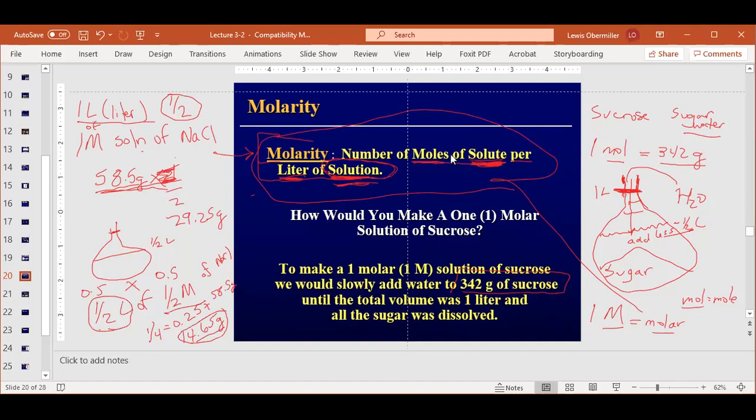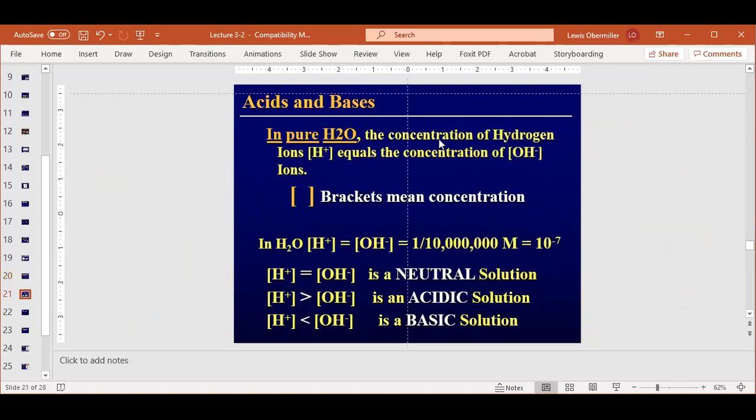So this is the application part of the class. You need to apply what you learned in order to answer the questions on the quizzes and the exam. And there are practice questions on the quizzes as well. Okay. Any questions about molarity? Nope. Awesome. All right, so we're going to get into acids and bases.